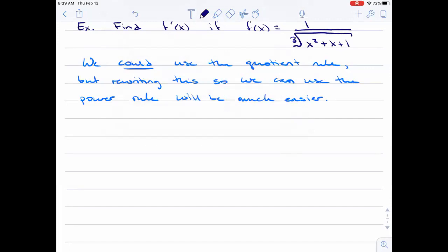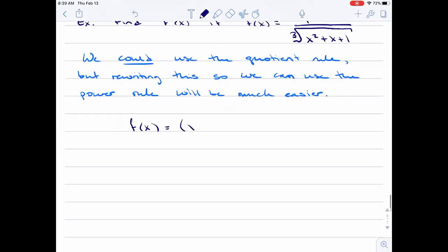let's not. So what we're saying is we're going to rewrite f of x is x squared plus x plus 1 to the -1 over 3, right? The third root we can write as to the power of 1 over 3, and then to bring it up from that denominator, we raise it to the negative power. So now my outside function is something to the -1 over 3.